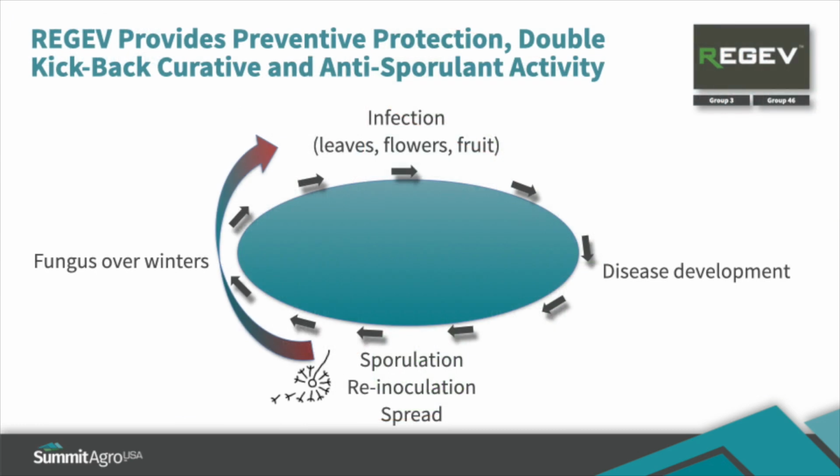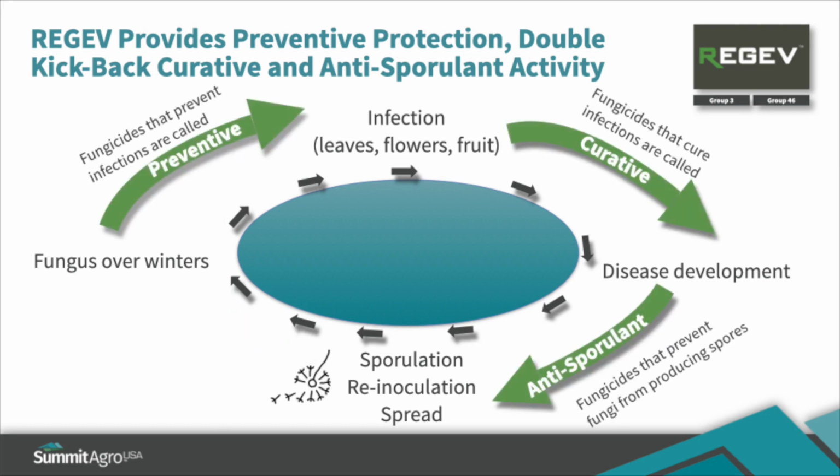I was recently asked if Regev provided any kickback activity. Well, let's use this diagram to explain the answer. Fungi generally overwinter in plant tissue, in the soil, or in crop debris. When favorable conditions arise, fungi will sporulate and infect leaves, flowers, and/or susceptible fruit. Disease will develop, and the fungus often will sporulate and reinfect other plants, thus spreading disease further throughout the field.